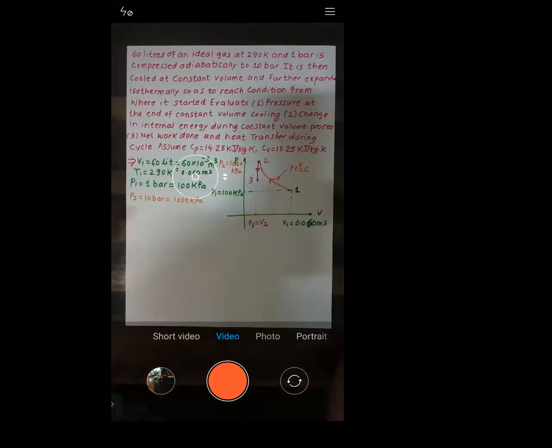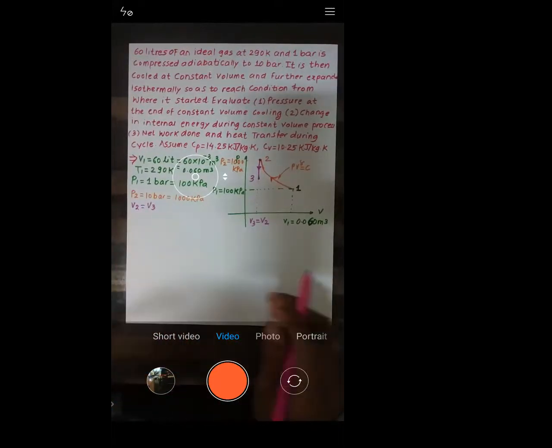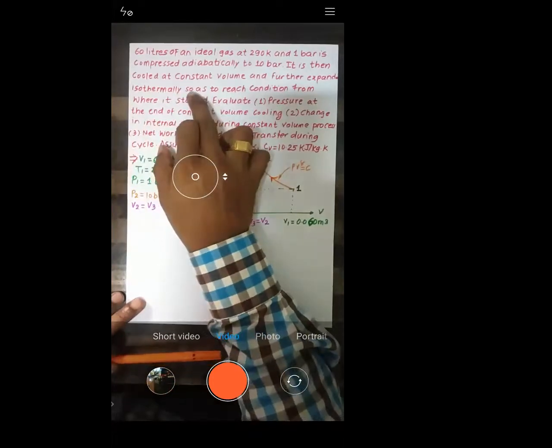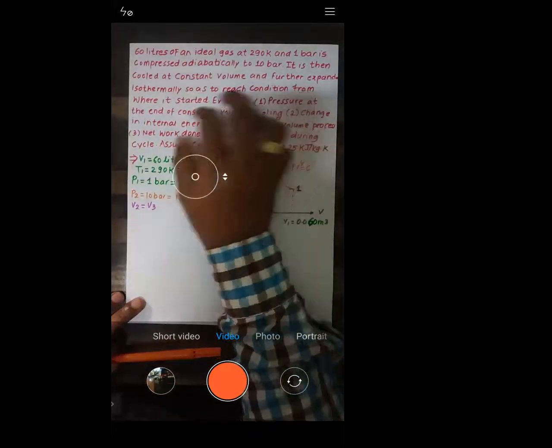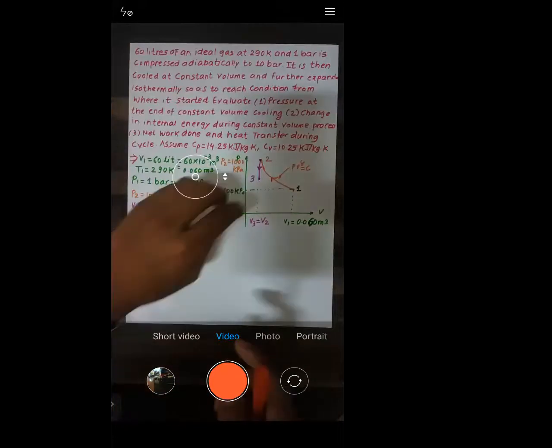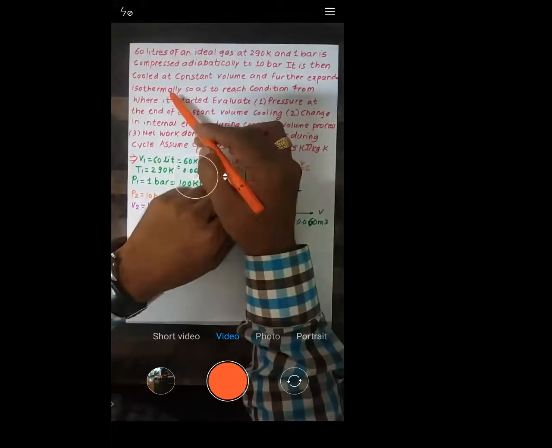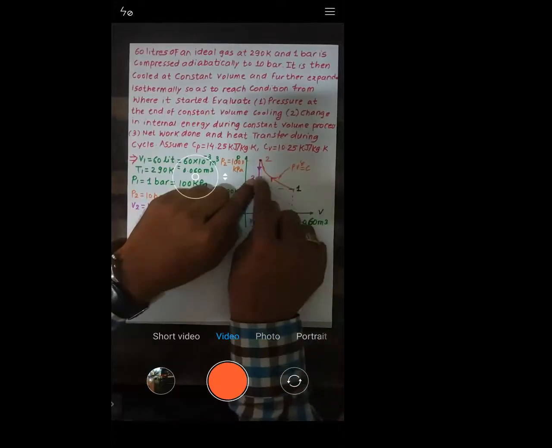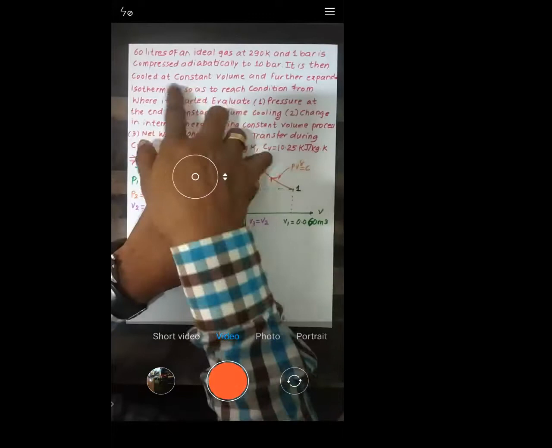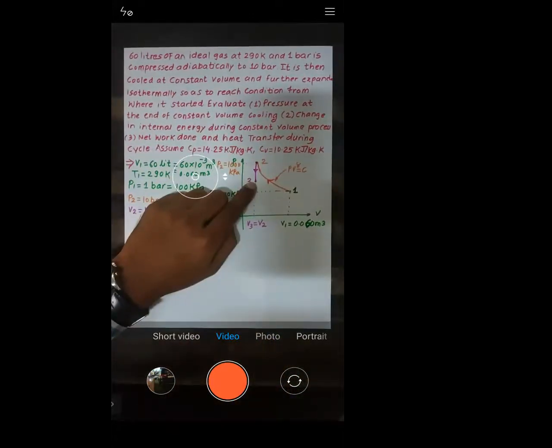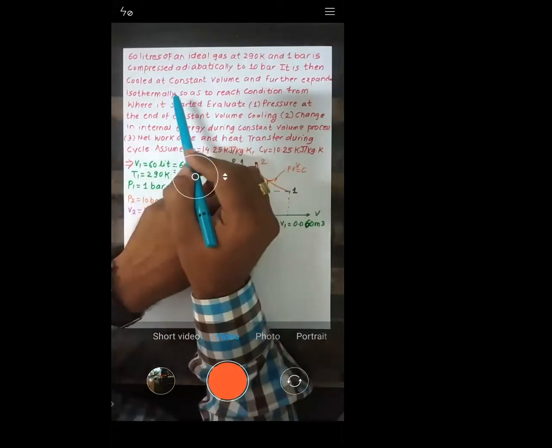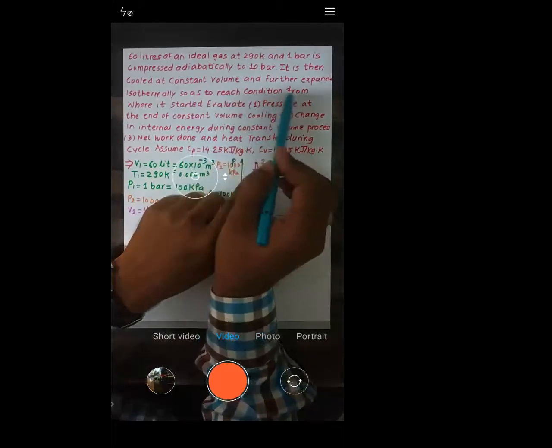Once you have cooled at a constant volume, it is further expanded isothermally so as to reach the condition from where it started. So from point number 3, we need to expand, but how? Isothermally. See, this was compression. Now we need to expand it, but that expansion should be isothermal. So from point number 3, I will start expanding, but till what should I expand?